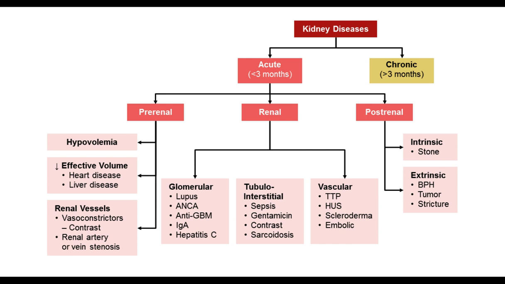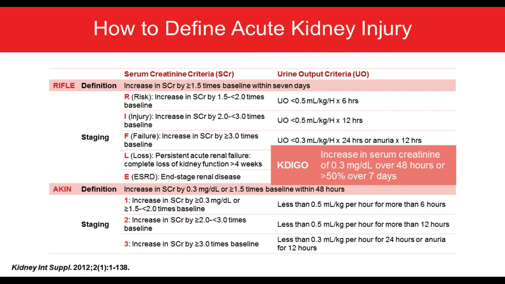Among the post-renal causes, you can have obstruction to the urine flow, either because of stones in the tract or extrinsic mechanisms like benign prostatic hyperplasia, or there's a tumor or stricture compressing the urethra or your ureter and causing kidney damage. The next question is, how do you define acute kidney injury?